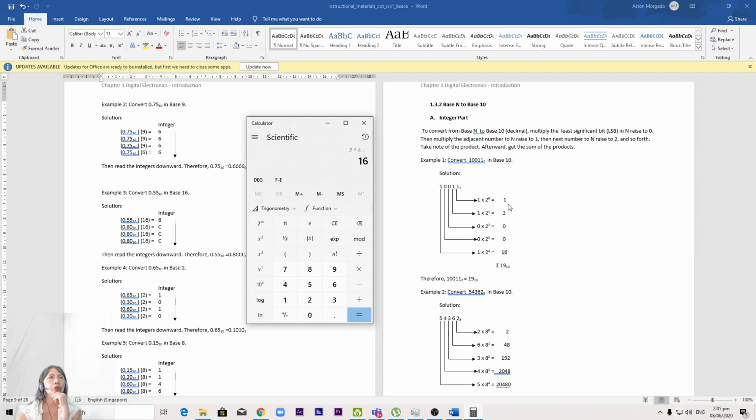Take note of the products. So we have 1, 2, 0, 0, 16, and then you add them to get the sum. You have a summation symbol, epsilon. So 1 plus 2 plus 16 is 19 base 10. Therefore 10011 base 2 is actually equal to 19 base 10.